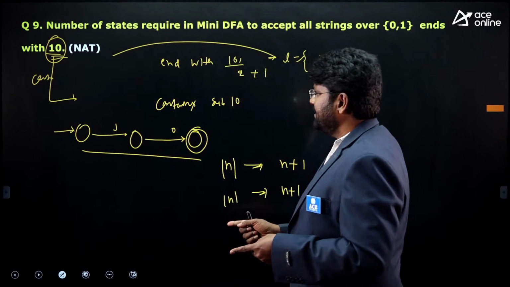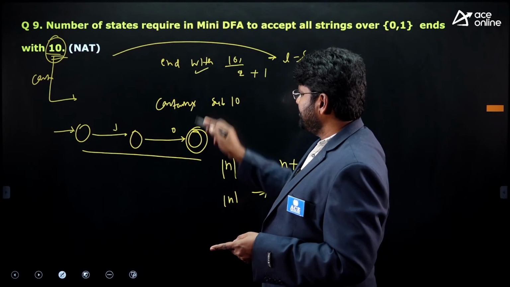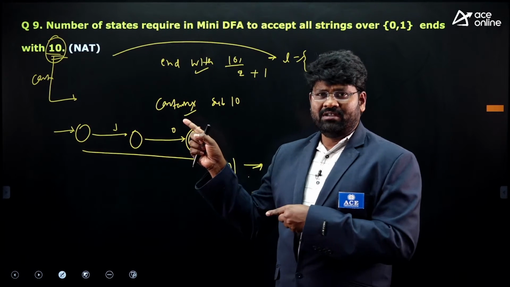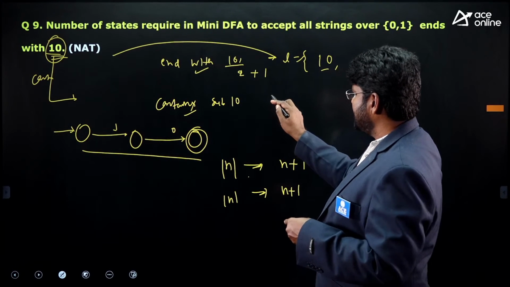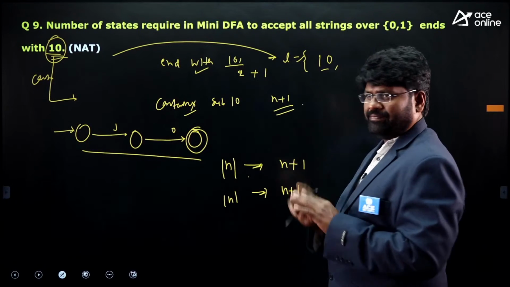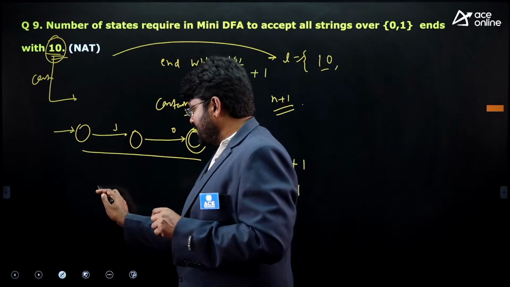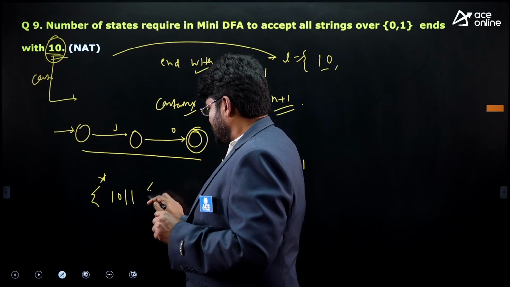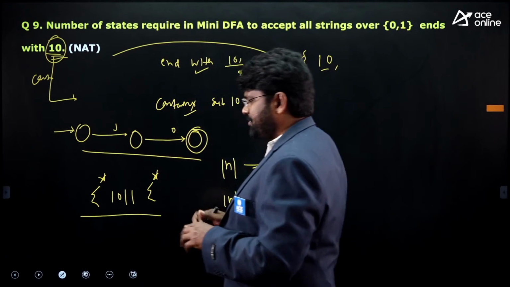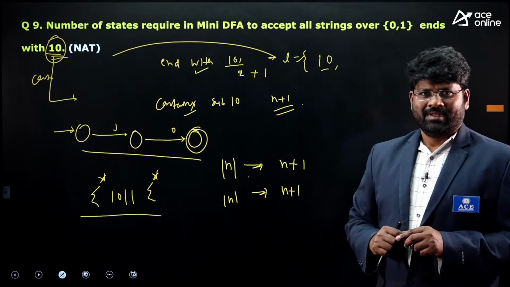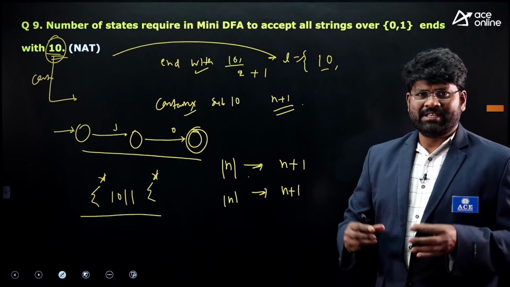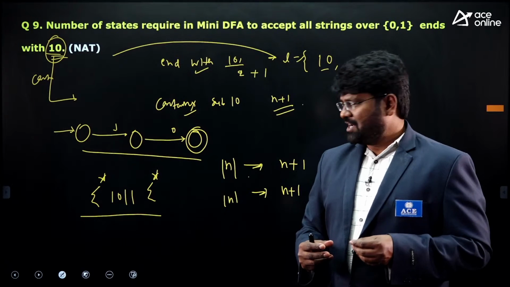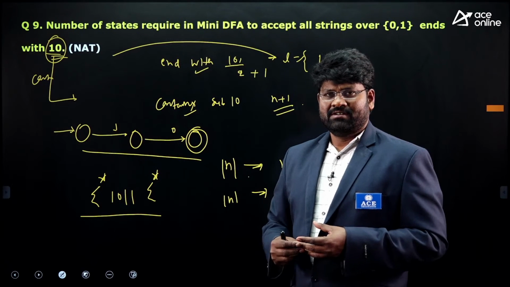So here, as I said, whenever it's a substring problem, or a containing-substring problem, or an ending-substring problem, then you can simply say just n plus 1 number of states are required here. Sometimes I have seen one of the questions: sigma star 1011 sigma star. How many states do you require in the minimum state DFA to accept the language sigma star 1011 sigma star?